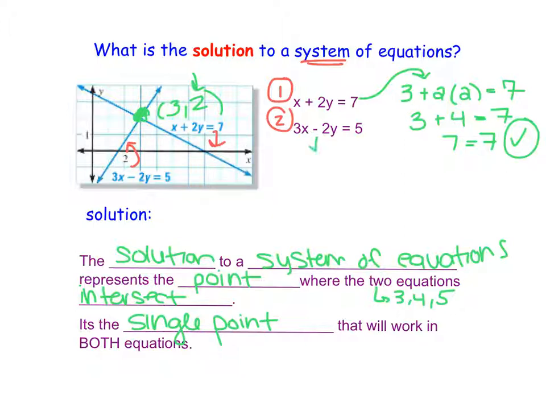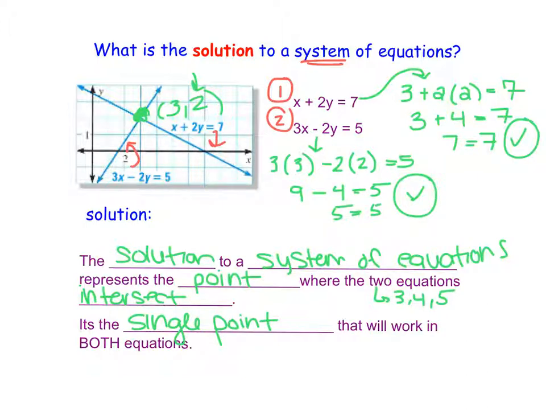Then in equation 2, we'll do the same thing. We have 3 times 3 minus 2 times 2 equals 5. So we end up with 9 minus 4 equals 5, and then 5 equals 5. What we can see here is that this point works in both equations in our system, and that's because it's the one point where they cross. So as we solve our systems of equations, we can always check our answers by taking the point that we find as our answer and substituting it back into both of our original equations and making sure that it makes both of our original equations true.